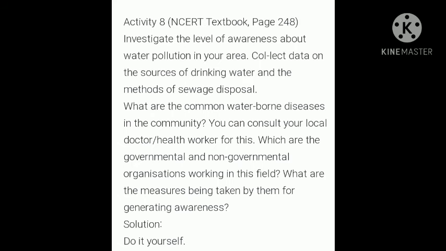Activity 18.8. Investigate the level of awareness about water pollution in your area. Collect data on the sources of drinking water and the methods of sewage disposal. What are the common waterborne diseases in the community? You can consult your local doctor or health worker for this. Which are the governmental and non-governmental organizations working in this field? What are the measures being taken by them for generating awareness?